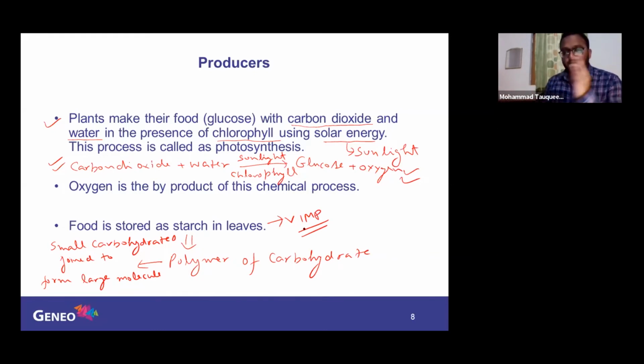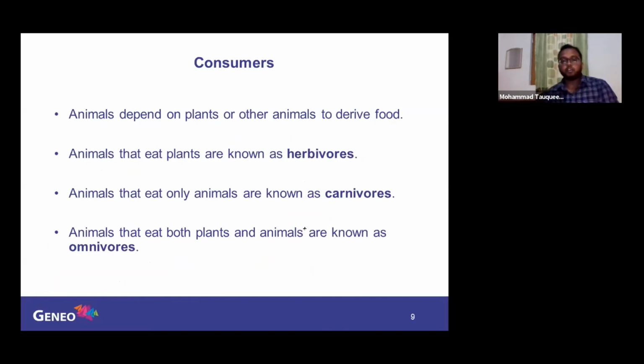Now again I am telling you, I have discussed four very important points: producers, consumers, decomposers, and parasites. Now I have discussed producers in detail. These are the points you have to remember, especially if someone asks you in which form food is stored in a plant: in the form of starch. Where is it stored? In the leaves of the plant. Now consumers.